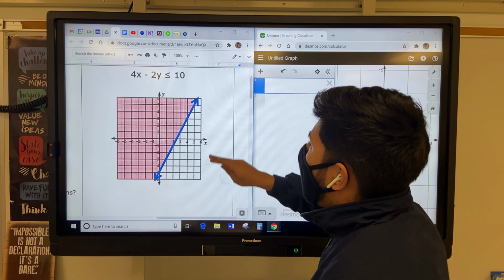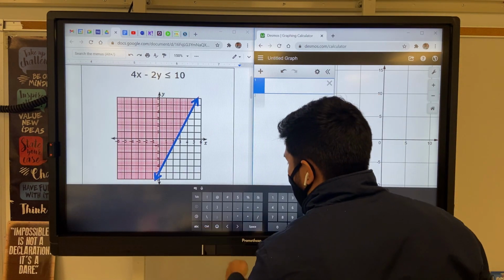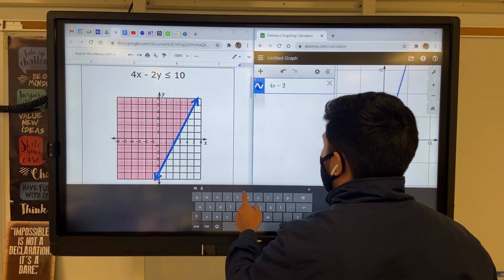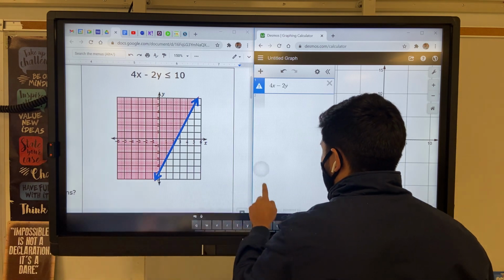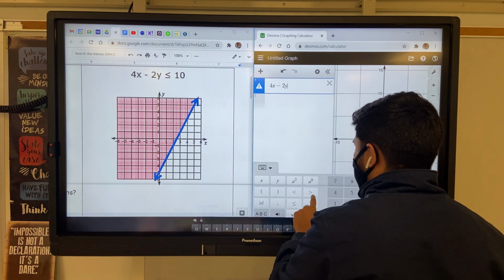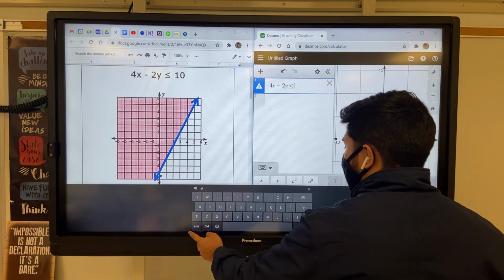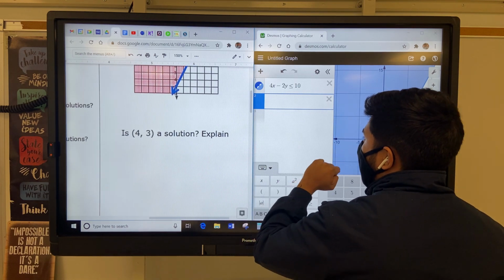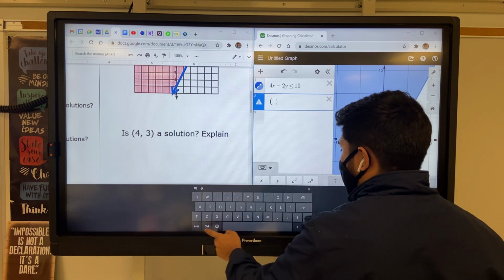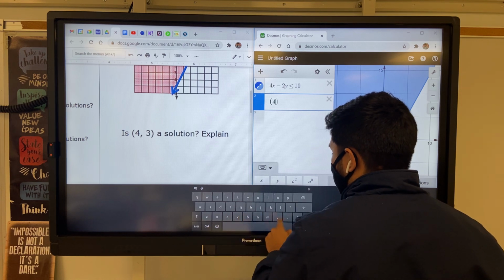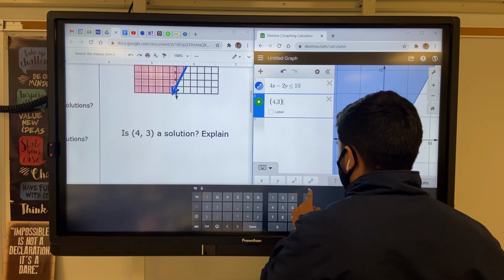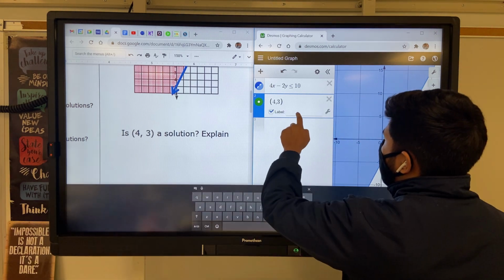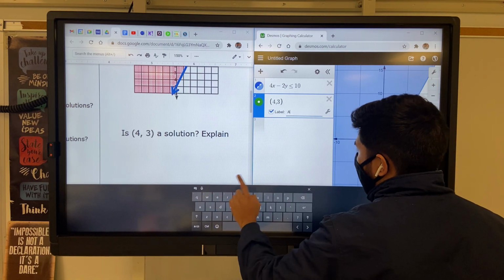All right. Right here, we could type that in real quick. Remember, you could always convert that and make yourself a little more challengeable to y less than or equal to 10. But let me see our shaded region. Now it's asking for 4, 3. Boom, boom, boom. And let's label this A. Okay.